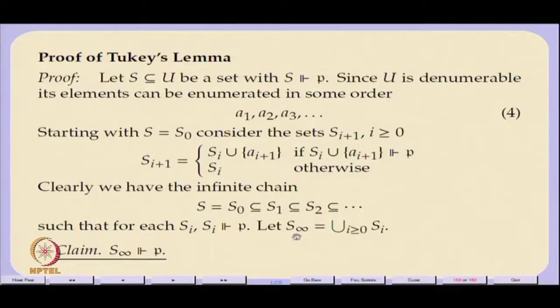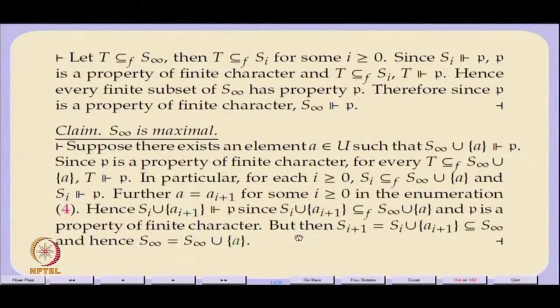So, our infinite set S infinity is just the union of this chain, and what you can prove is that S infinity has the property P. Since P is a property of finite character, it is enough to show that every finite subset of S infinity has this property P. So, we assume any finite subset T, and because of our enumeration, this T must be contained in some S i for some i greater than or equal to 0.